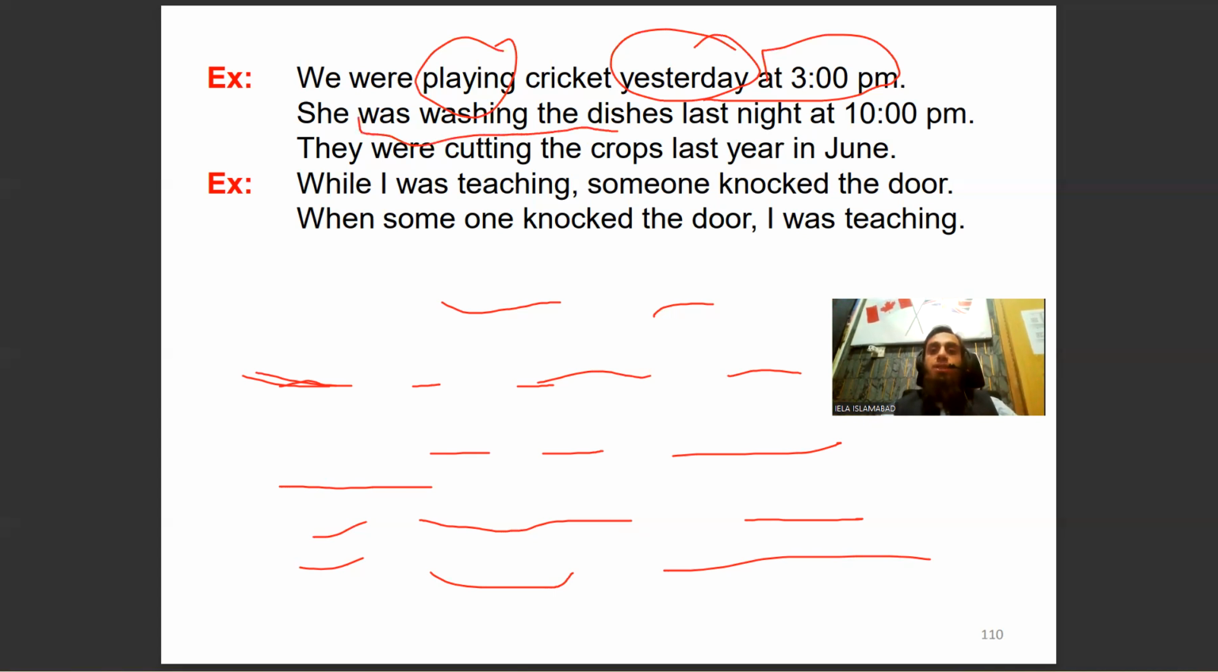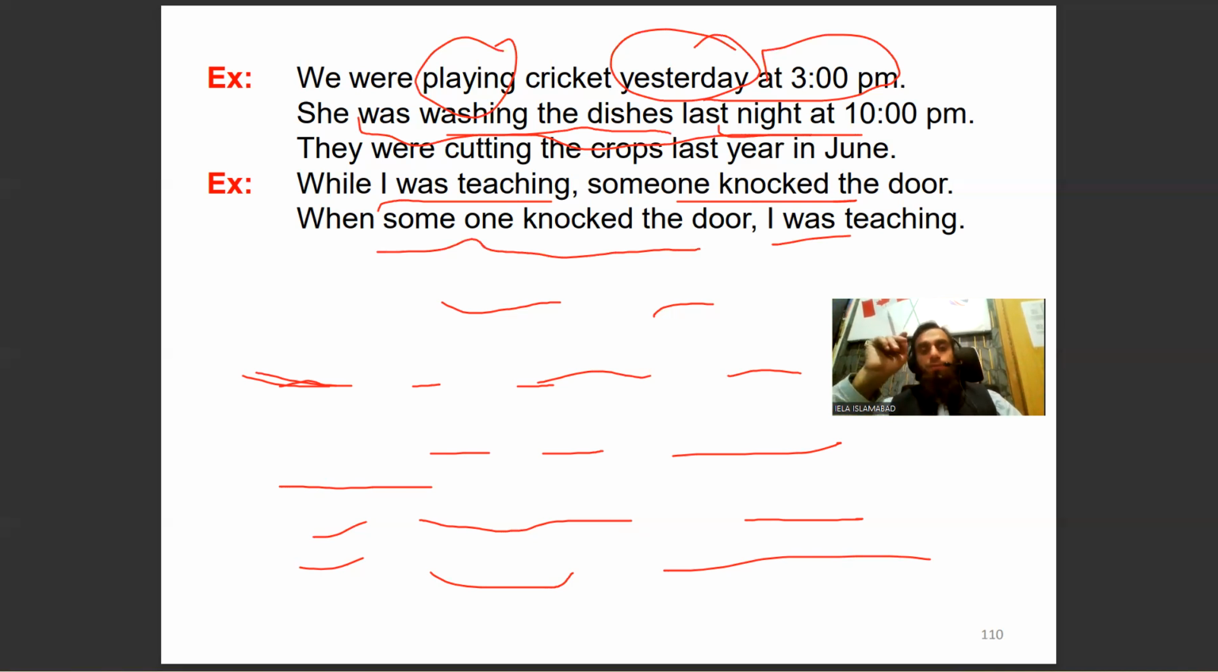She was washing the dishes last night, last day. Last night means last day at 10 p.m. They were cutting the crops last night at 10 p.m. While I was teaching, someone knocked on the door. When someone knocked on the door, I was teaching.